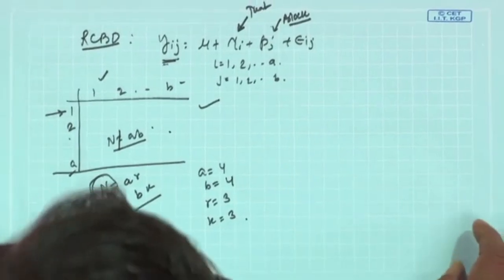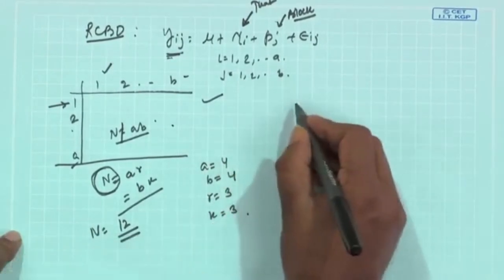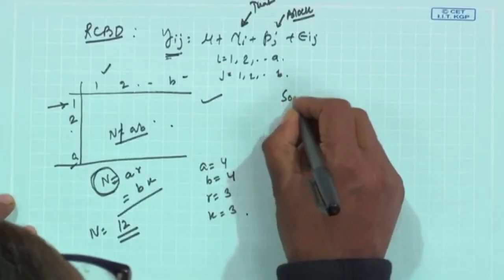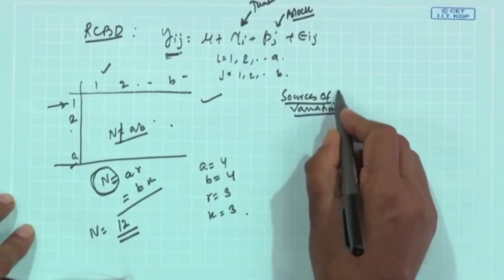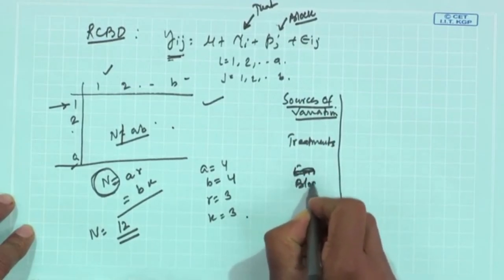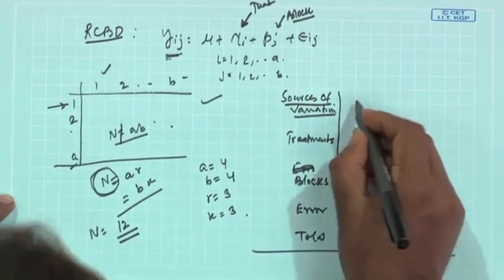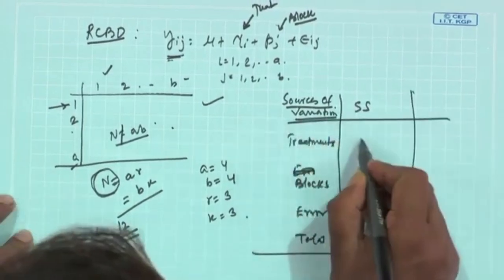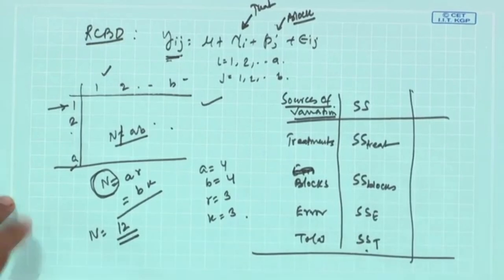So, accordingly, your calculation for SST, SS treatments, SS error, all will be different. Now, what are the sources of variation in this case? Sources of variation is the starting point in analysis. Sources of variation: obviously treatment, then block, then error, and these ultimately lead to total. And when we calculate SS, we do SS treatment, SS block, SS error and SS total. We will see how all these SS are calculated.